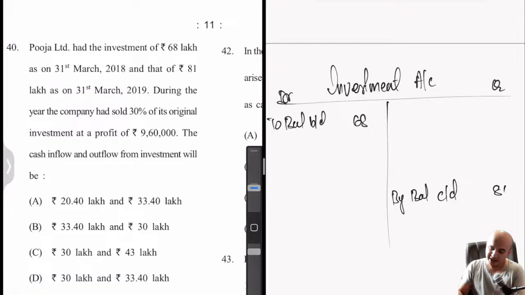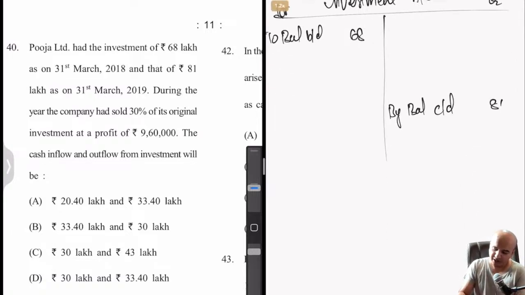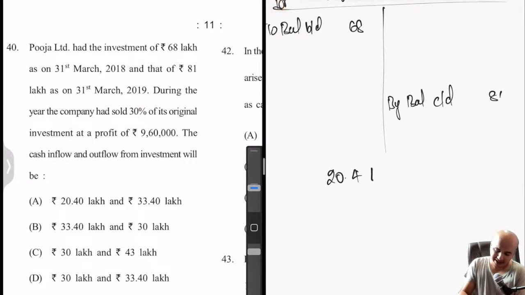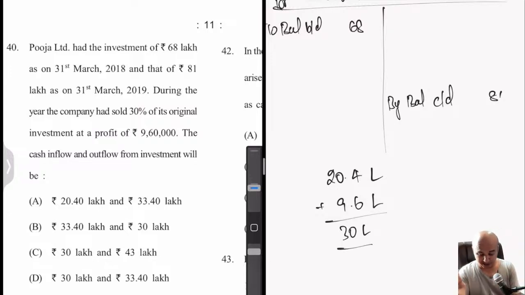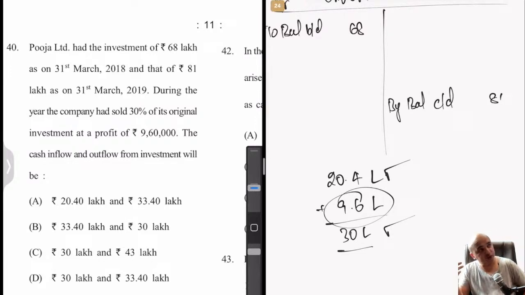Okay. So 20.4 was sold, but it was sold at a profit of 9,60,000. So 20.4 lakhs is the book value of the investment sold, 30%, plus profit of 9.6 lakhs. So when you do the math, you will get 30 lakhs. No, 30 lakhs is the sale price. We sold investment worth rupees 20.4 at rupees 30 lakhs, resulting in a profit of 9,60,000. So what is the entry when you sell investment? Bank account debit to investment account. Increase in asset debit, which is bank. Decrease in asset credit, which is investment.